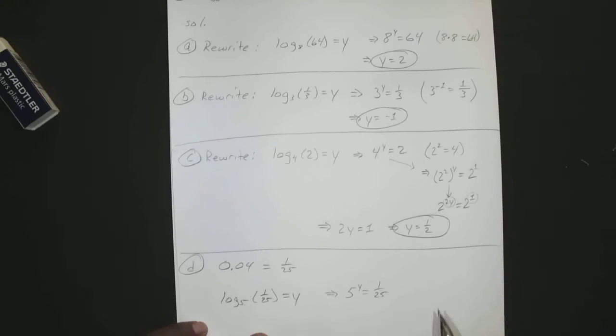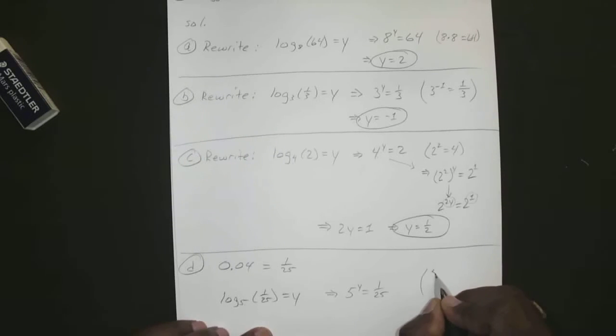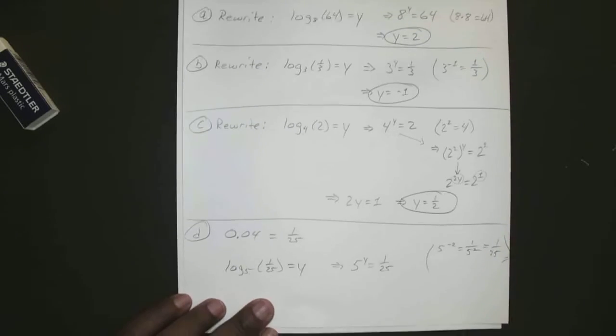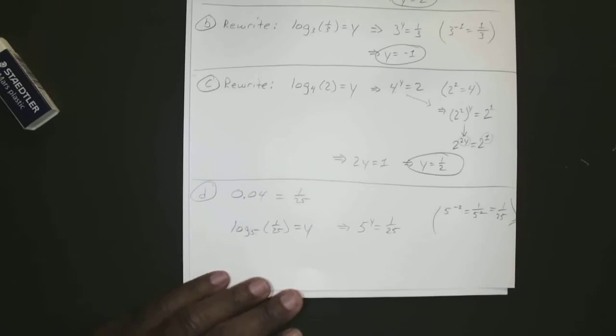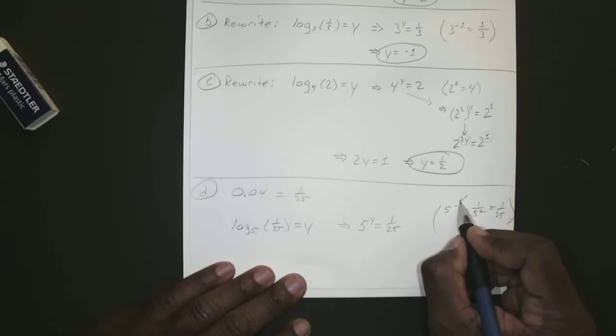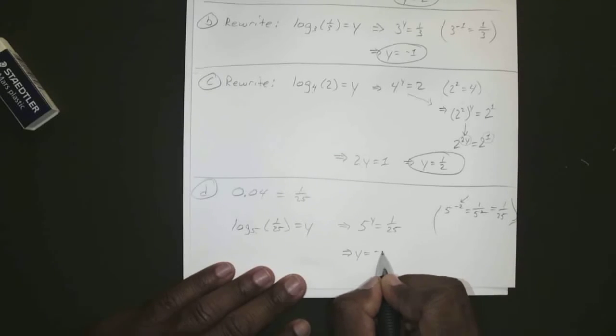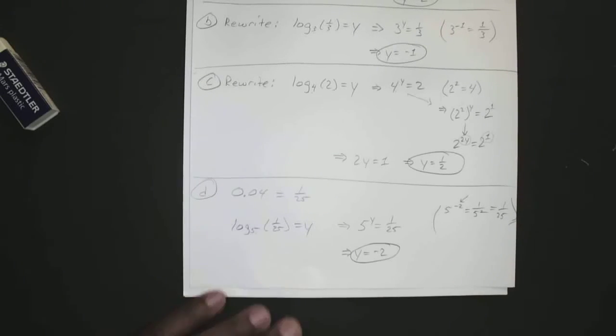Okay, so we know that 5 to the negative 2 equals 1/5 squared, which is 1/25. Okay, so we know that y would have to equal negative 2. All right, any questions on that one?